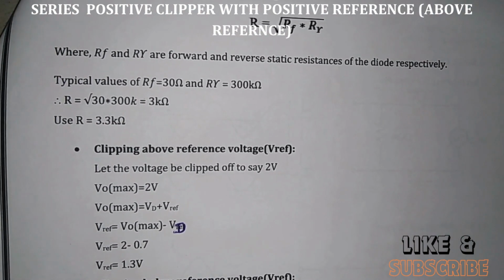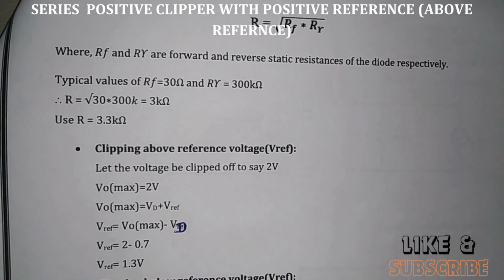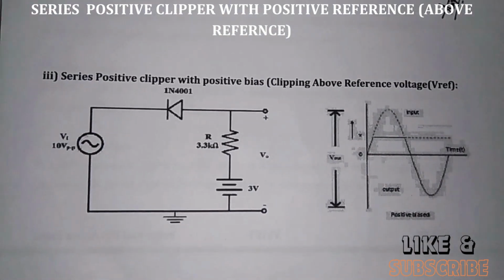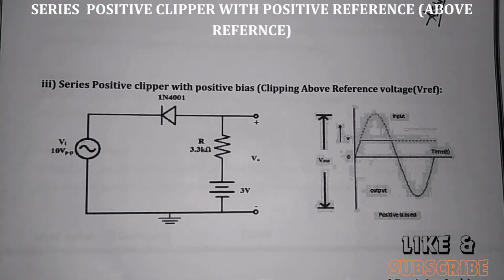V reference is equal to 1.3. If in case you substitute Vd equal to 0.6, you will get V reference equal to 1.4. Here I got 1.3. Okay. This is a circuit diagram, series positive clipper with positive biasing, clipping above reference voltage V reference.